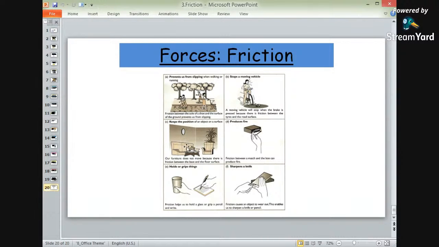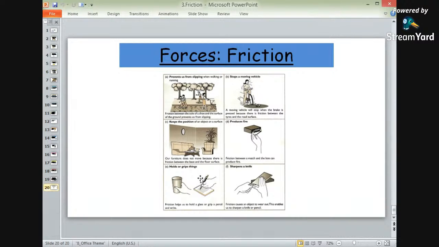Okay? Here is also an example of friction. Here, with a matchstick, in order to light the matchstick and produce a fire, friction plays an important role. Also, while holding a glass or holding a pen or writing with a pen, friction plays an important role. To sharpen the nib, again, friction plays an important role. These are examples from day-to-day life. In these different cases, friction plays an important role.